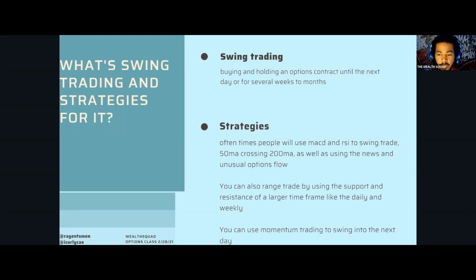You could also range trade by using the support and resistance of a large time frame like the daily and weekly to swing, as well as you can use momentum trading to swing into the next day. Oftentimes, like before, whenever you saw vaccine news, especially if it was at the end of the day, you might see Moderna, mRNA. I always get the name wrong. You'll see it starts to spike up, and then the next day it's still running too. So oftentimes to catch the full momentum, they'll swing it to the next day. They'll buy in power hour, which is the last hour of the market, and then they'll swing it into the next day.